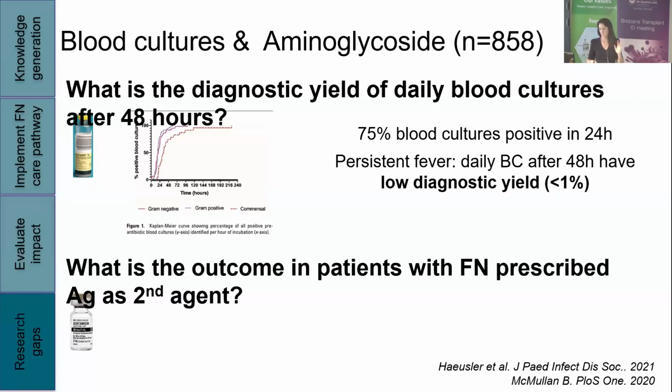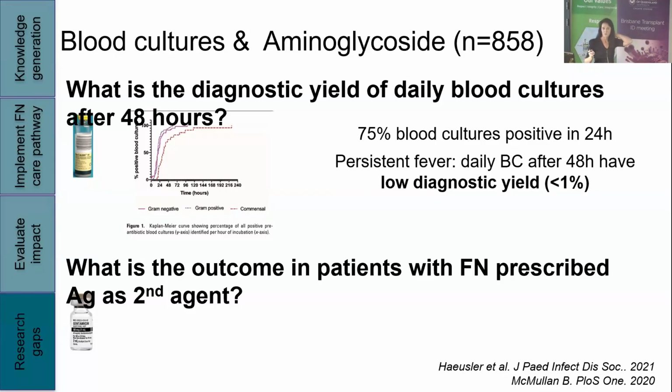We were able to look at what percent of blood cultures were positive over what time period. 75% of our positive blood cultures in this cohort were positive within 24 hours. And the persistent fever patients, with blood cultures taken after 48 hours, had a very low diagnostic yield, less than 1%. And what we were picking up was coag-negative staph, probably contaminants anyway, and all that does is commit a patient to a round of vancomycin before we confirm that.